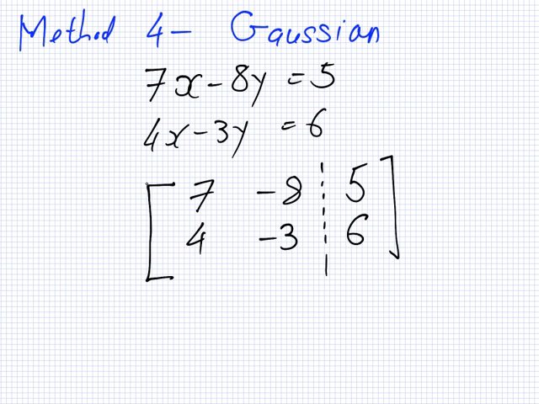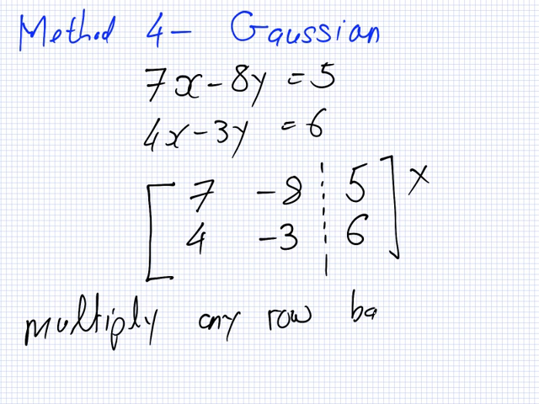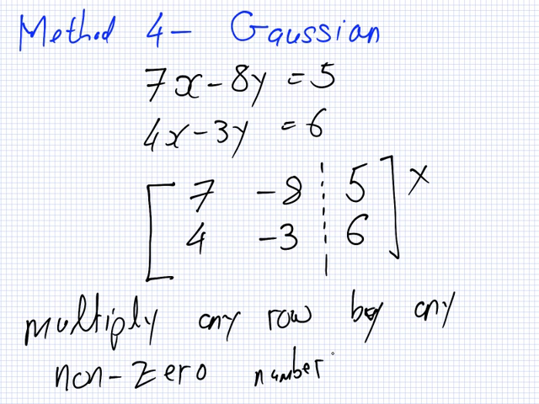And there's two rules when it comes to this block that you'll need to know. The first rule is you're allowed to multiply any row by any number except 0. So you can multiply any row by any non-zero number. That's the first thing.